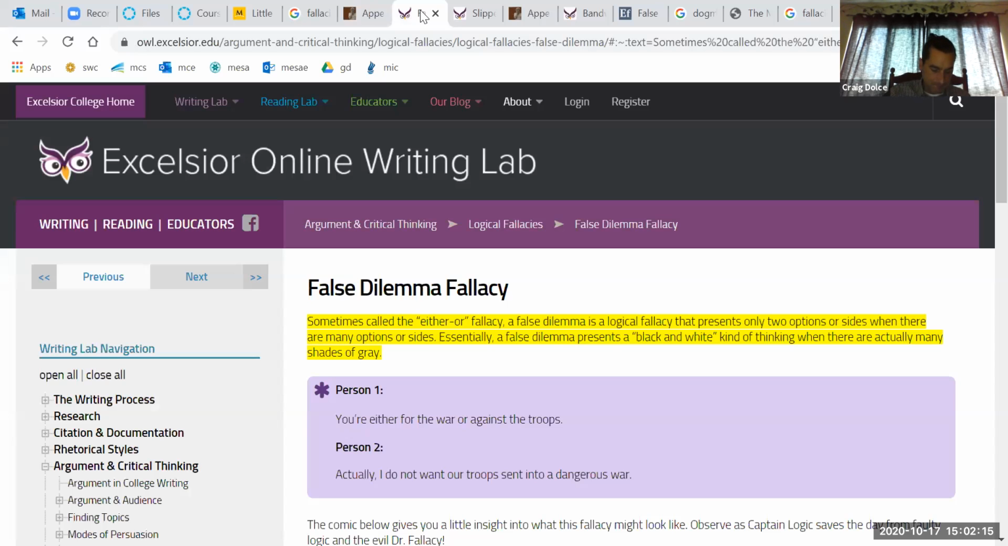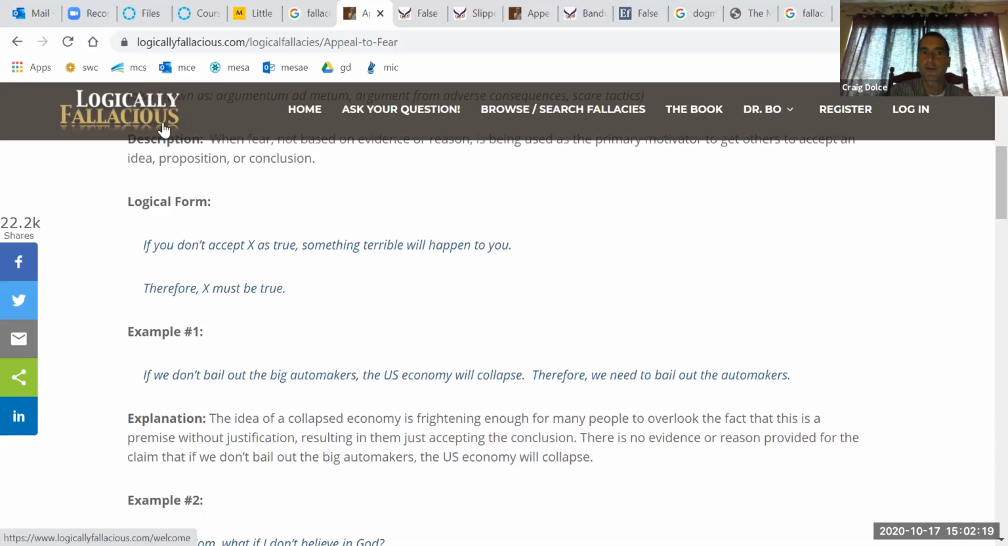False dilemma. I notice a lot of times when I click on these, logically fallacious was one of the better examples. I tried to mix it up so it's not always the same website. But you too can go to these. If you Google logical fallacies, there's quite a few reputable websites that come up, but I particularly like logicallyfallacious.com.